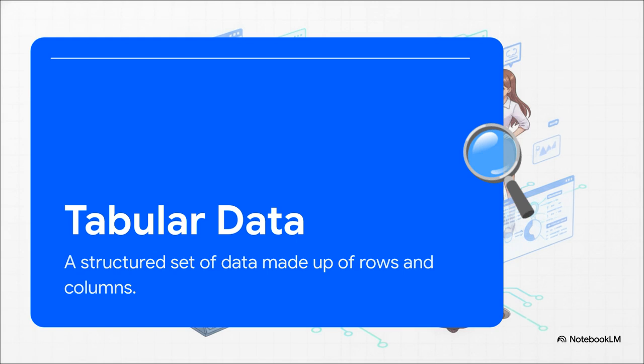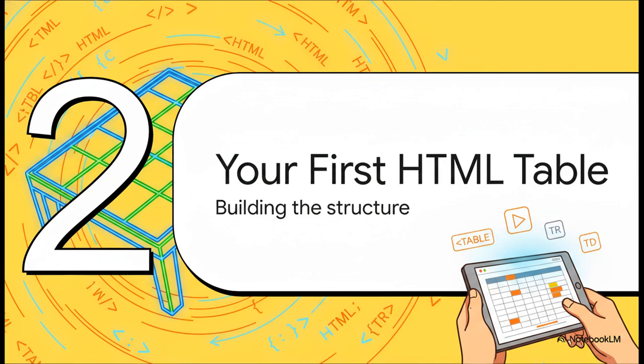Think about the stuff you see every single day: a school mark sheet showing subjects and grades, an Excel spreadsheet tracking your monthly budget, or even a cricket scorecard updating runs and wickets. HTML tables were designed specifically to take that familiar, everyday grid format and bring it straight to the web. Okay, let's get into the code.